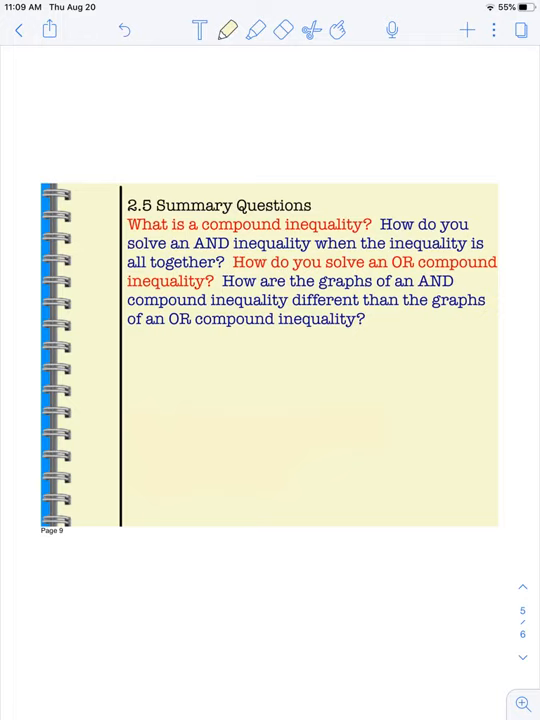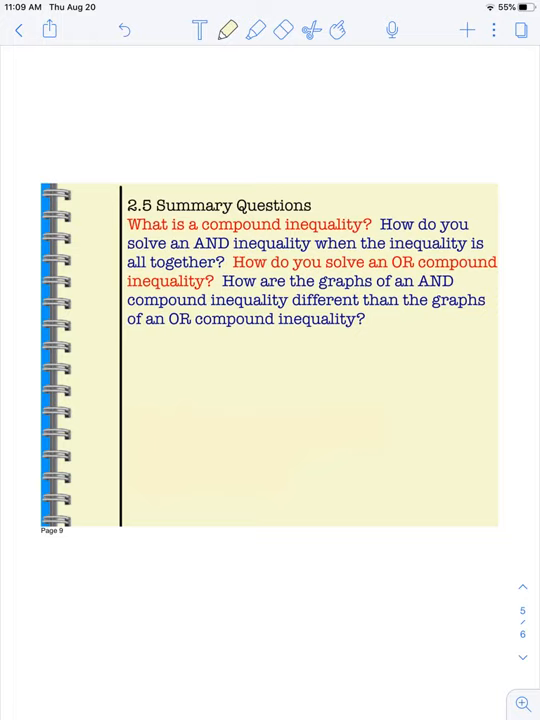What is a compound inequality? A compound inequality is when you join together 2 inequalities with either an and or an or. So how do you solve an and inequality when the inequality is all together? You can either split it into 2, or you have to make sure you do the same thing to all 3 sides.